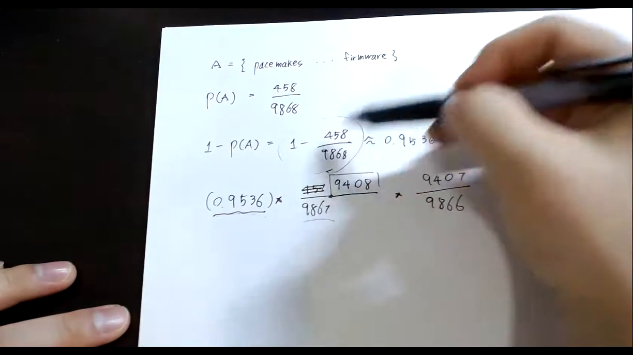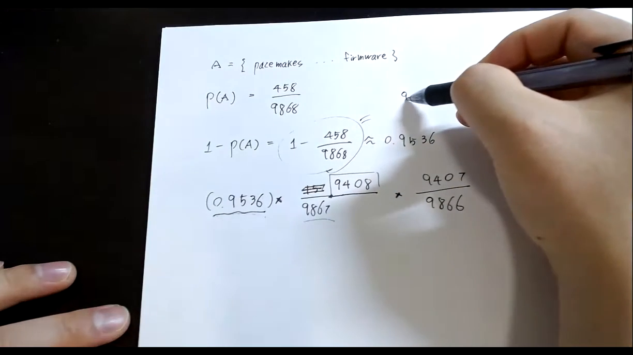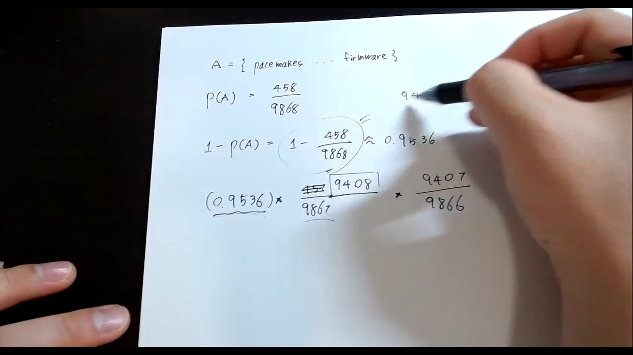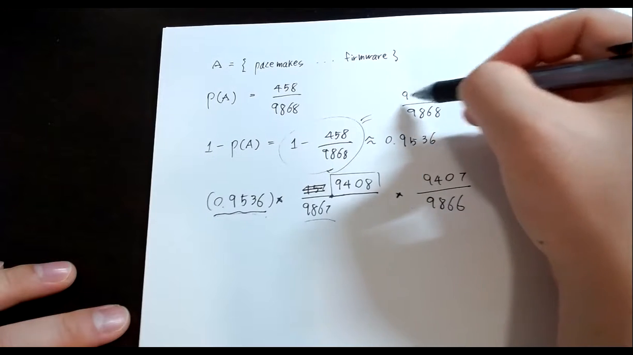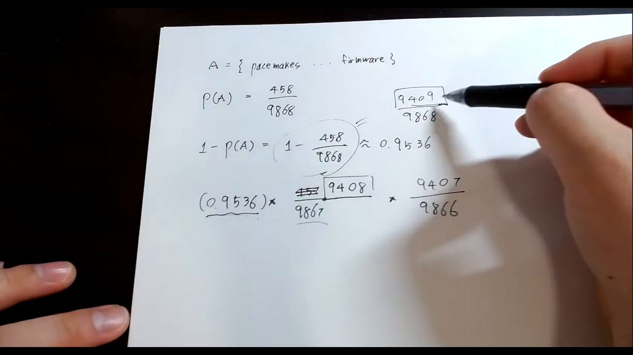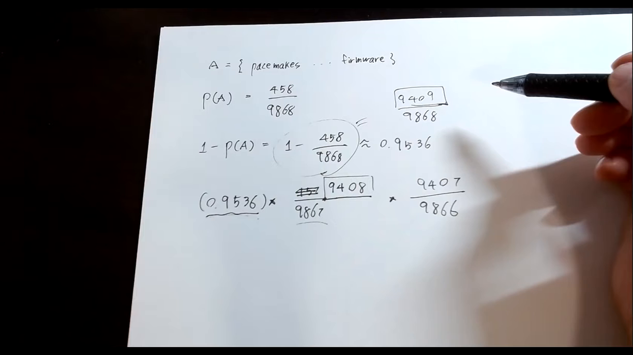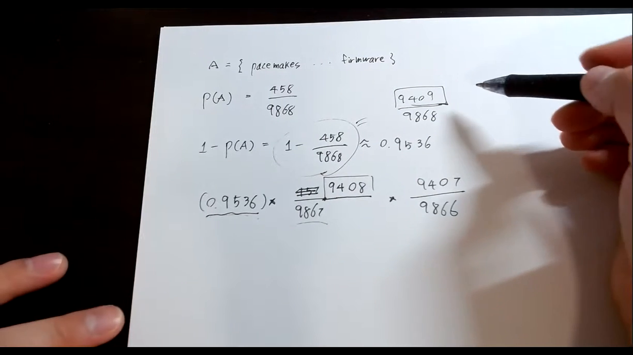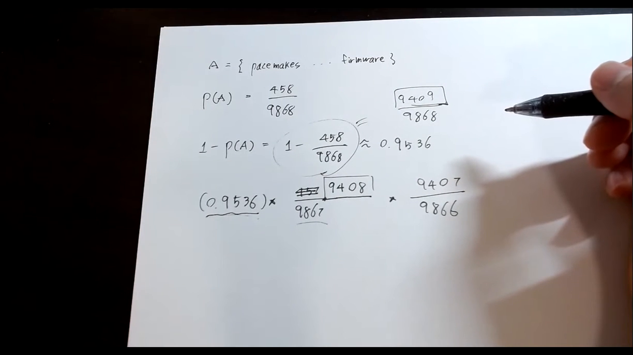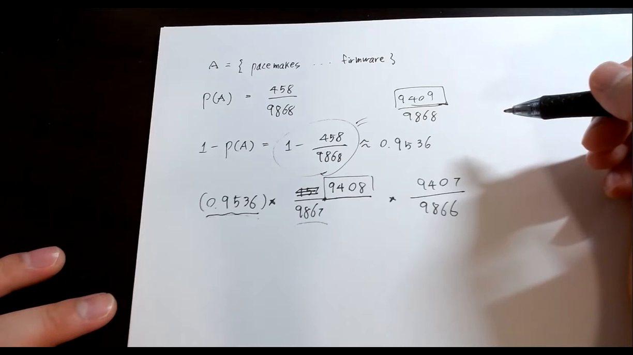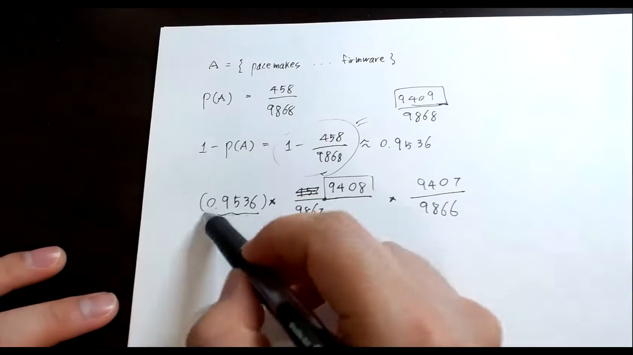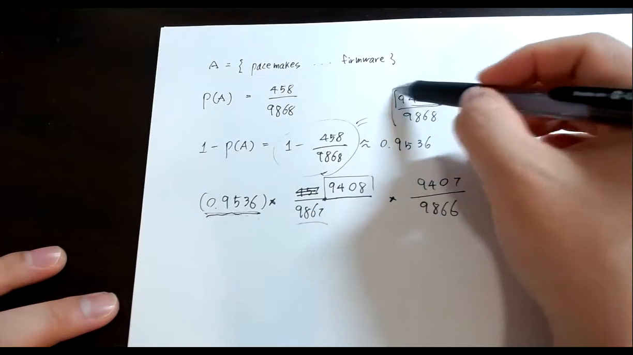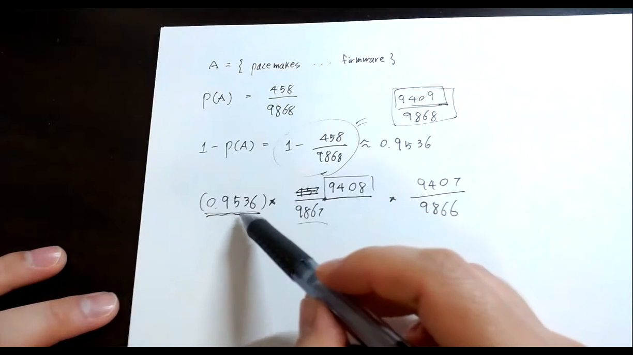So simplify this one, we're going to get 9409 over 9868. What does that mean? That number represents the number of the pacemaker malfunctions not caused by the formula. So actually we can plug in that fraction instead of this.